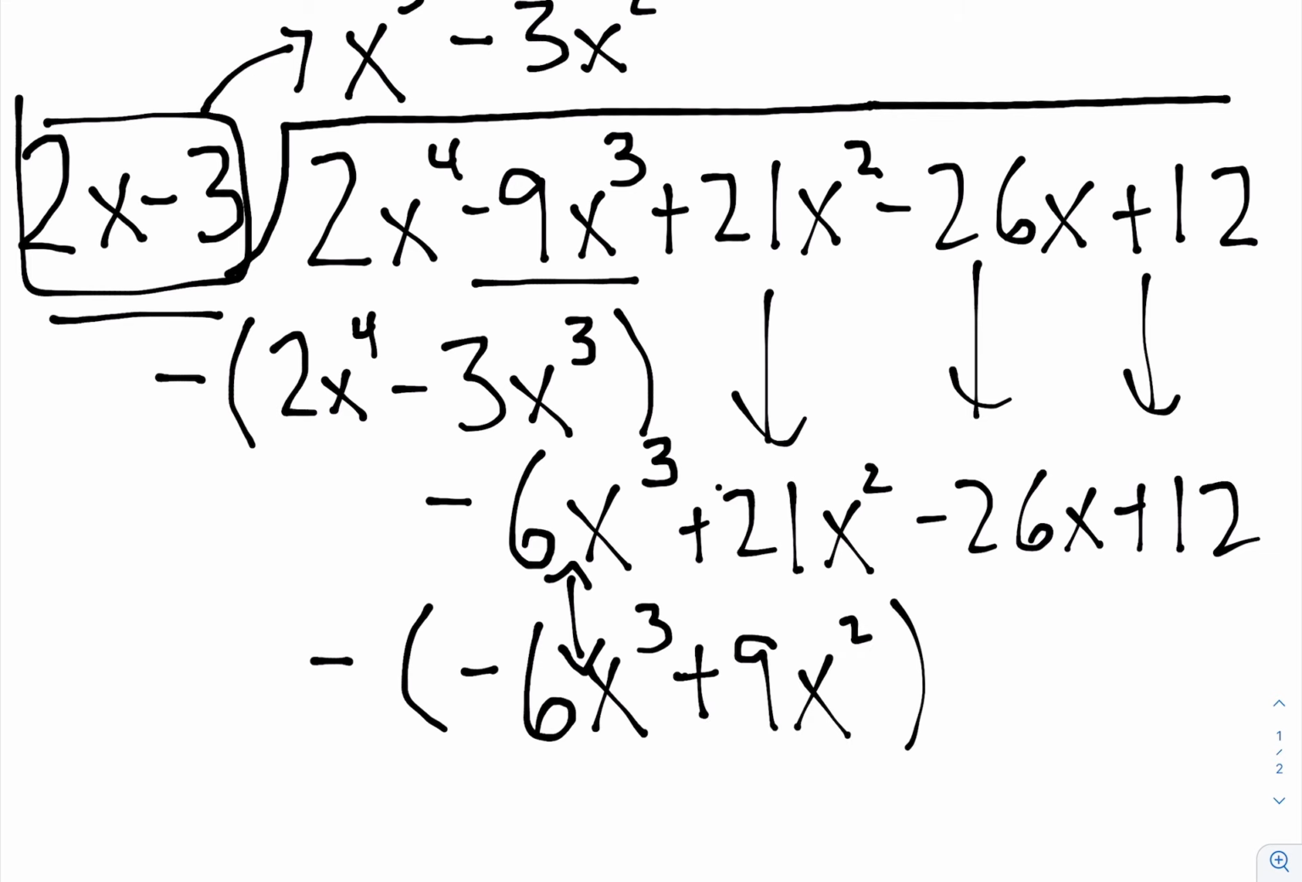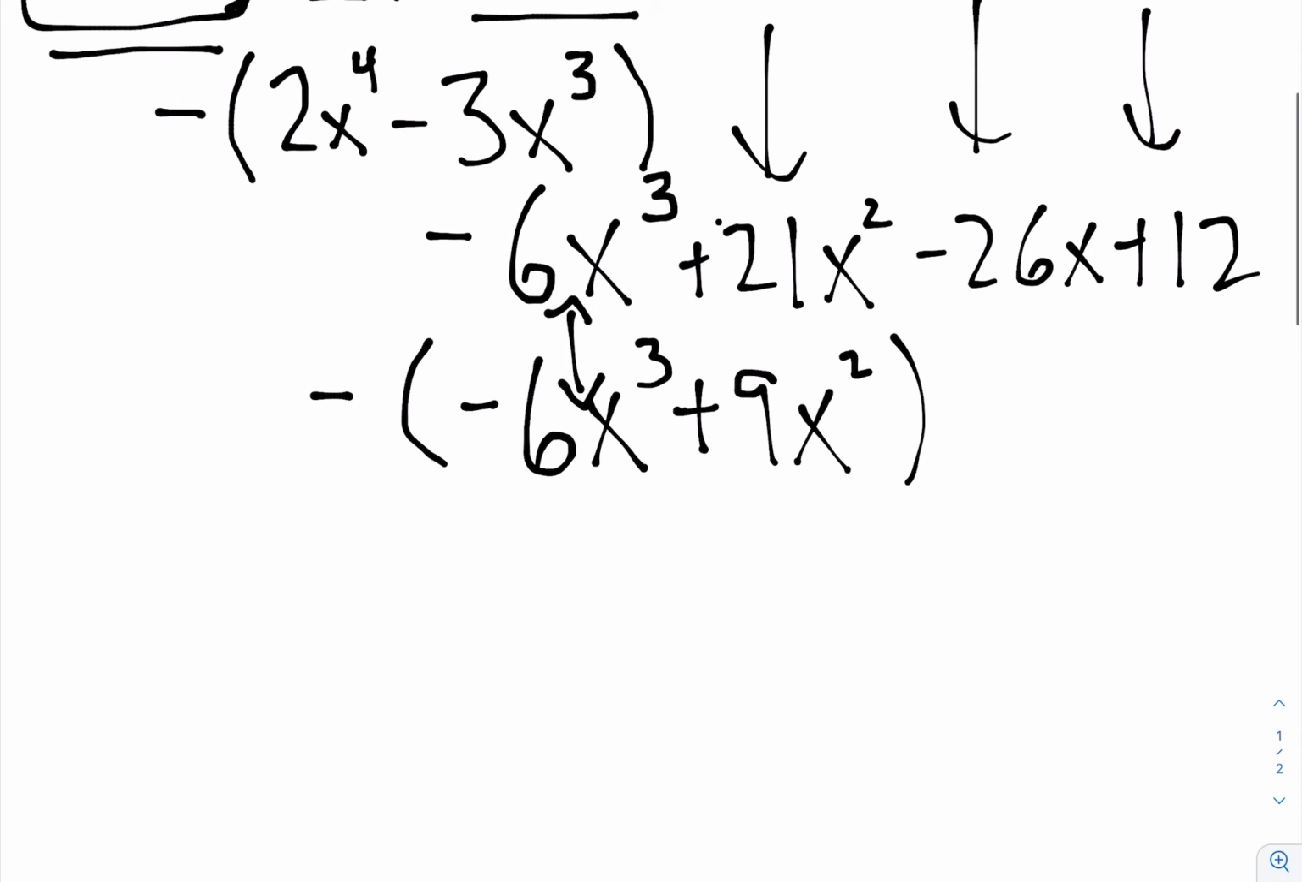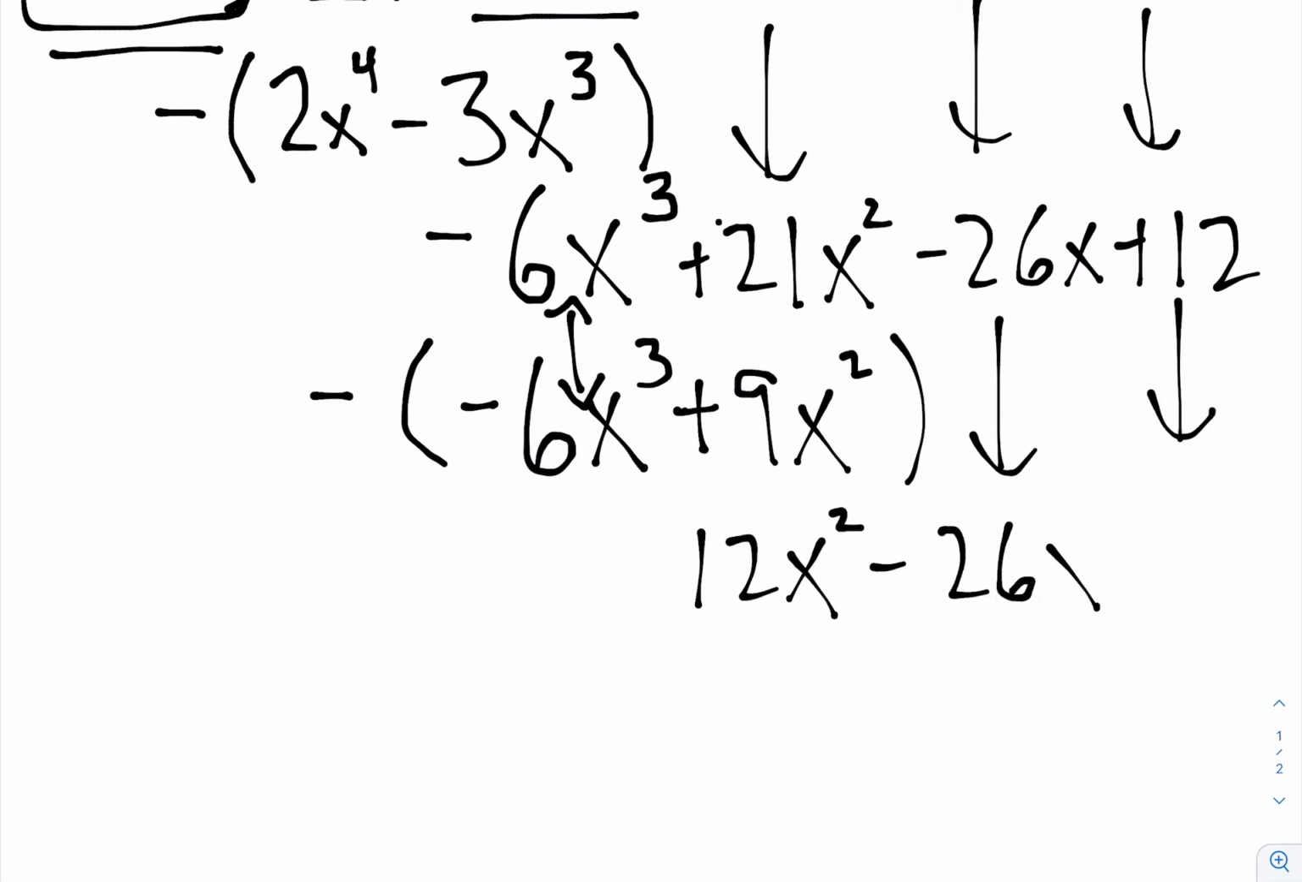Like we did in the last step, we're just subtracting all this. So we get negative 6x cubed minus negative 6x cubed. Remember, if this is the same number as what's right above it, it'll just cancel, so we get 0. And we get 21x squared minus positive 9x squared, which gives us 12x squared. These numbers come down for the ride, and you just repeat this process.